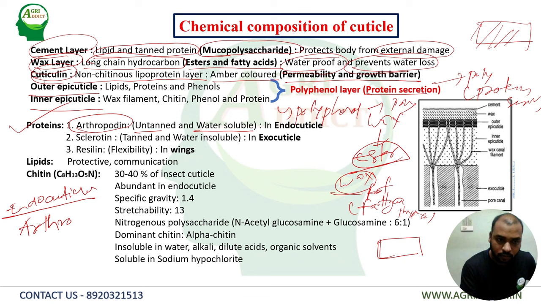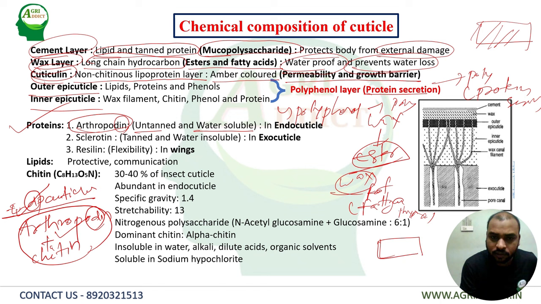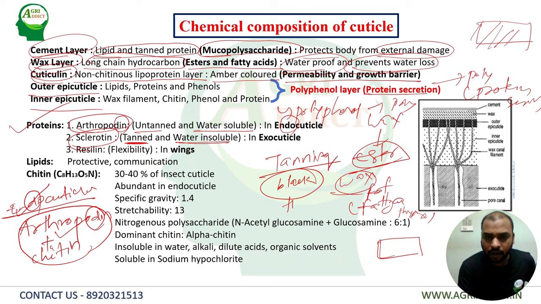Arthropodin, here D is there. That means endocuticle consists of arthropodin and chitin. Remember one thing: in arthropodin, D is there, and in endocuticle also D is there. That's why endocuticle and arthropodin are related to each other. But in the case of sclerotin, this is a tanned protein and it is water insoluble. How will you remember which is the tanned structure and which is the water insoluble structure? Tanning means somewhat black color, somewhat colored, and a somewhat hard structure also.